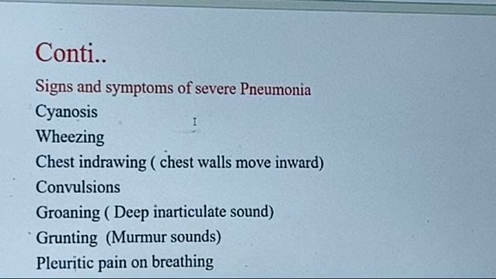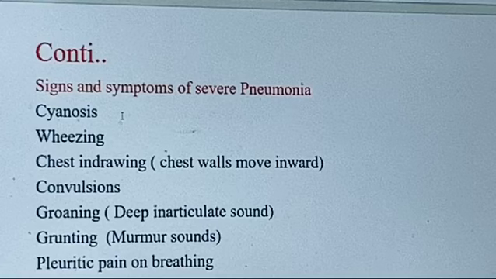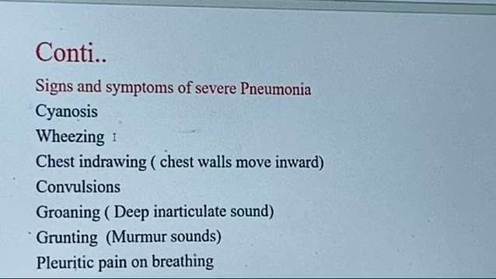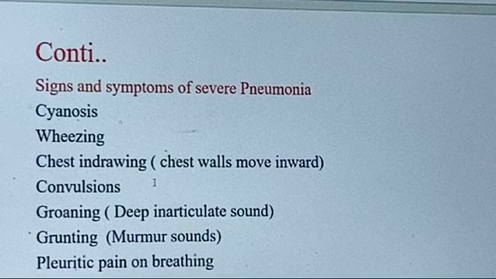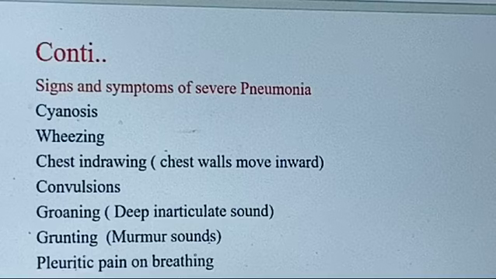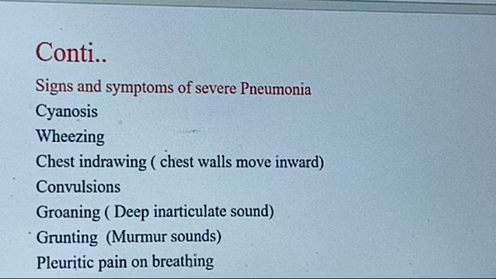Coming to signs and symptoms of severe pneumonia: cyanosis will be there, which is bluish discoloration of the skin. Wheezing sounds while taking inspiration and expiration, and chest indrawing will also be there. Convulsions, groaning, grunting sounds, and murmuring sounds will be there while breathing, and pleuritic pain on breathing will also be there. Inability to take feeding.